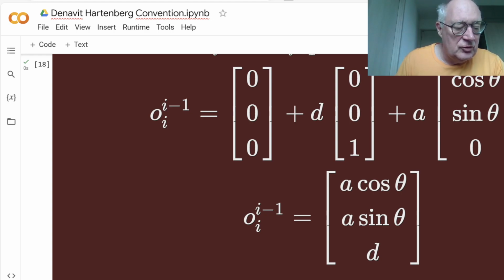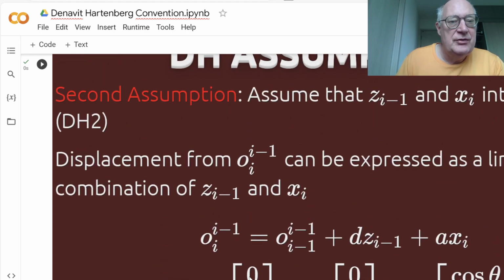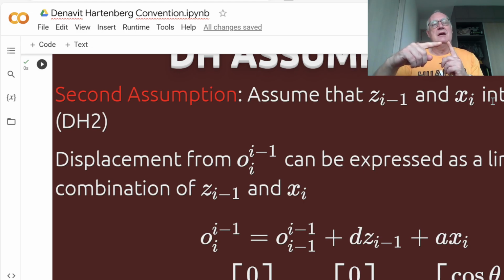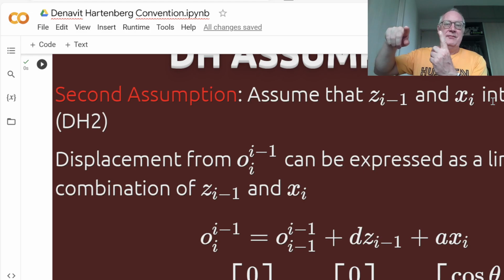So the second assumption is that we assume that Zi-1 and Xi intersect each other. So not only are they perpendicular, but they also intersect at a point. So they can't be like this, but they actually have to intersect.